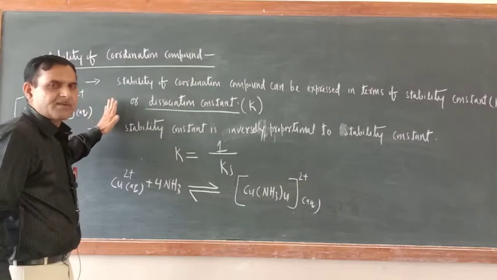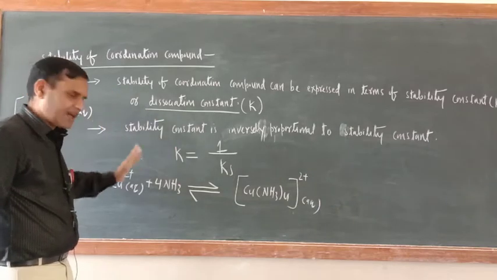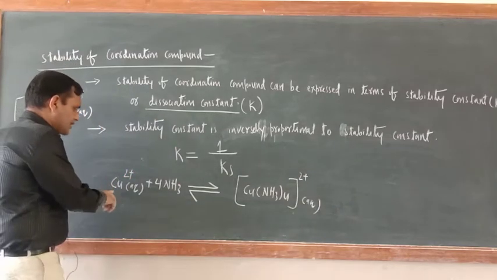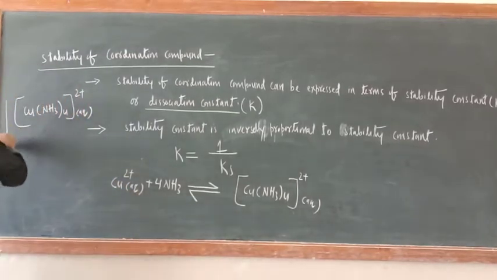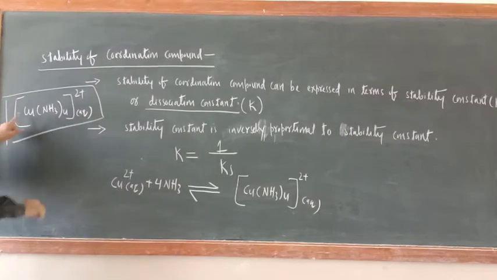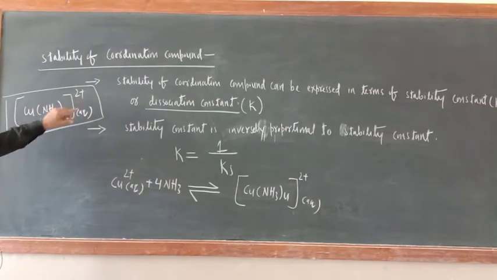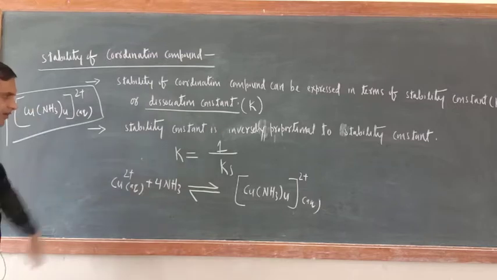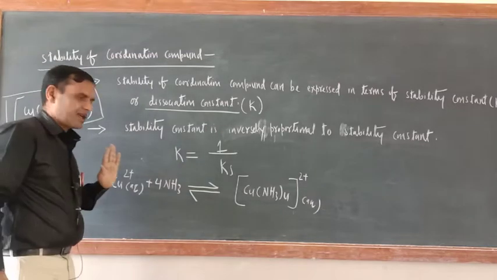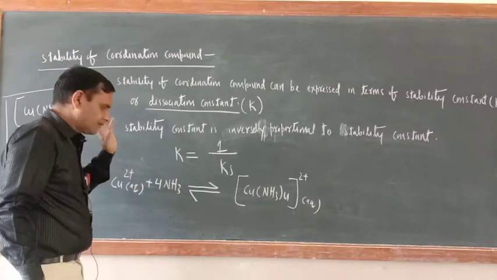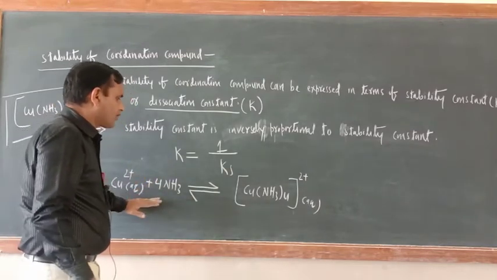To explain the stability constant in a better way, let us take one example. Cu2+ aqueous. Actually this is the coordination compound. What is this one? [Cu(NH3)4]2+. So what is the meaning of this one? The meaning of this one is tetraamine copper(II) ion. Is there any problem here? No problem? Okay.